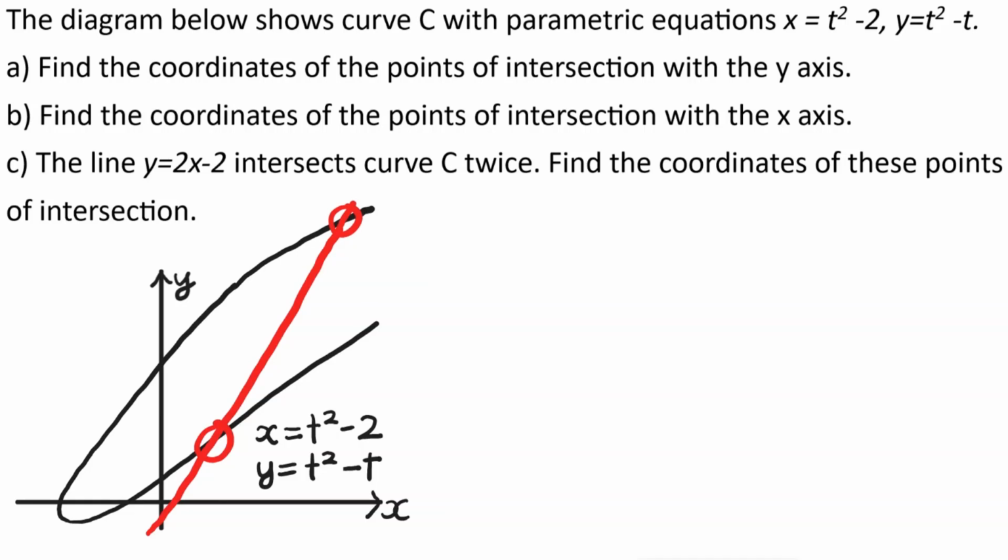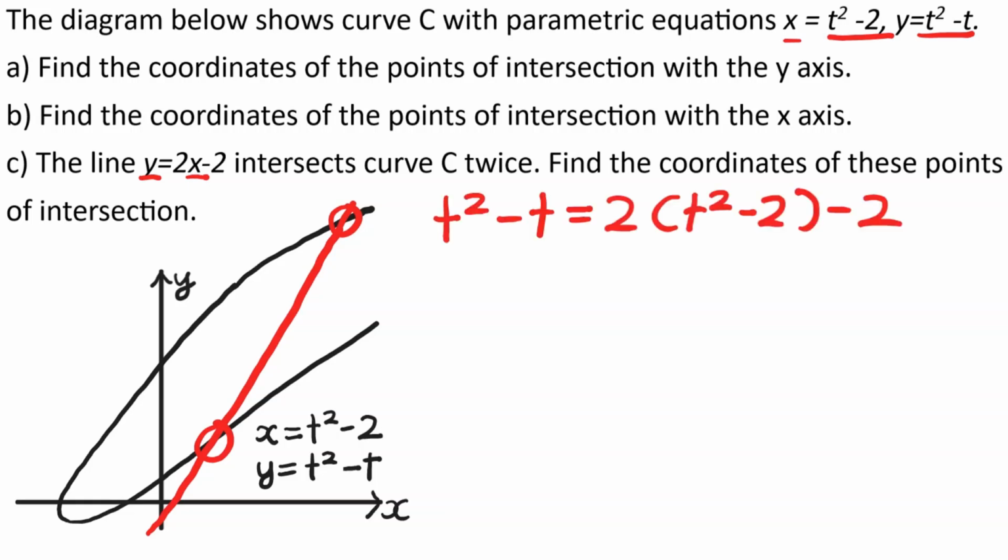Okay, now the easiest way to do this is if we look at this equation here, y is equal to 2x minus 2. What we're just going to do is sub in the parametric equations into this line. So for y here, we're going to sub in the t squared minus t for the y parametric equation, and for the x, we're going to sub in this t squared minus 2 for the x parametric equation.